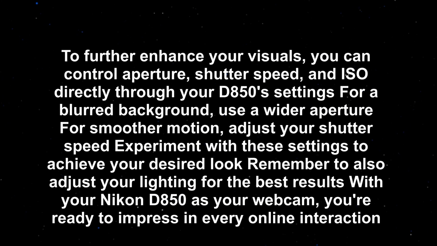To further enhance your visuals, you can control aperture, shutter speed, and ISO directly through your D850 settings. For a blurred background, use a wider aperture. For smoother motion, adjust your shutter speed. Experiment with these settings to achieve your desired look. Remember to also adjust your lighting for the best results with your Nikon D850 as your webcam. You're ready to impress in every online interaction.